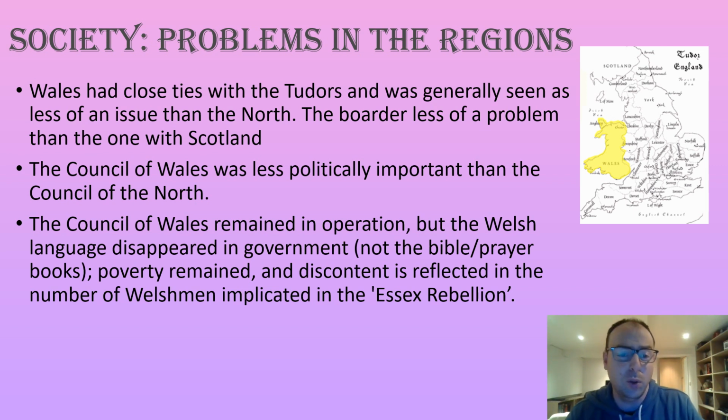Poverty was a real problem in Wales, and there was a degree of discontent reflected, for example, in the number of Welshmen implicated in the Essex Rebellion, which takes place right towards the end of Elizabeth's reign. So not everything is rosy in Wales, but again, less of a problem than the north.